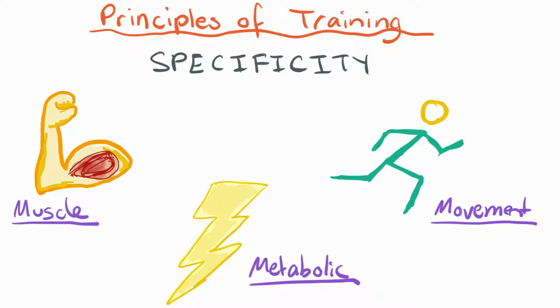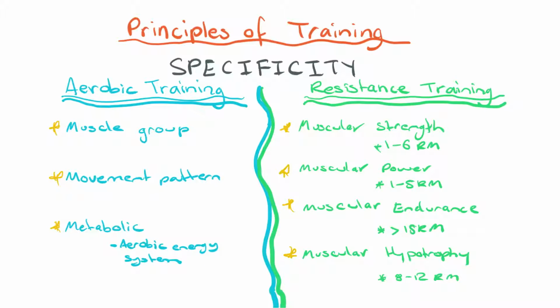The main thing to remember about specificity is that we can be specific in the way we train by training specific muscles, specific movements, or specific energy systems. And it's important that our training programs have a range of those specific activities in them so that we can improve performance continually.